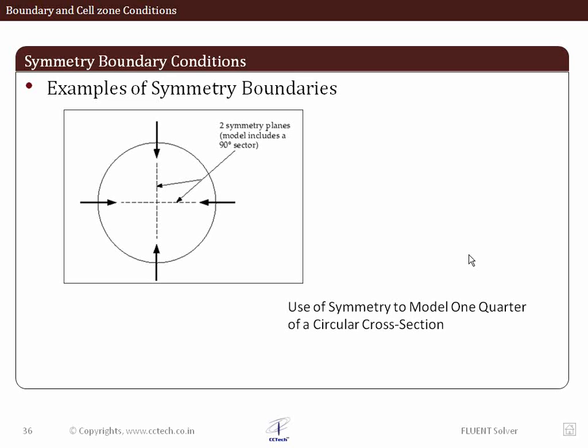So we can also have, let's say, flow going through a cylindrical pipe. In that case we can take a 90-degree sector. If the flow is primarily axial, in that case we can take this 1/4 of the overall cylinder and apply appropriate symmetry boundary conditions to perform efficient simulations. We can reduce the cell count immensely in such cases.